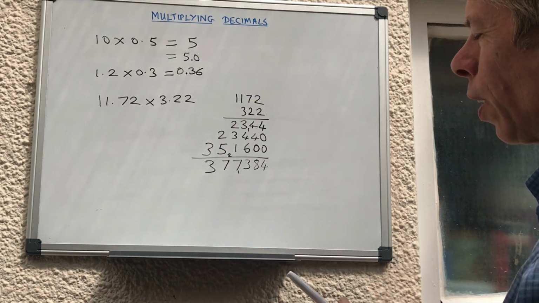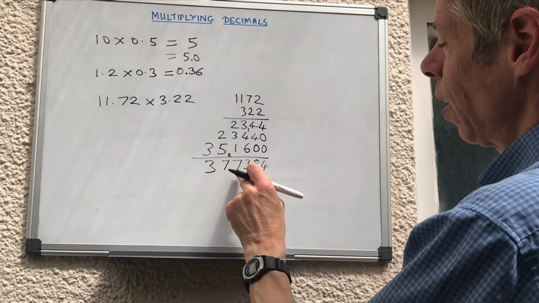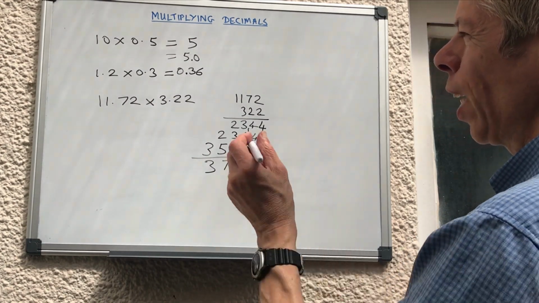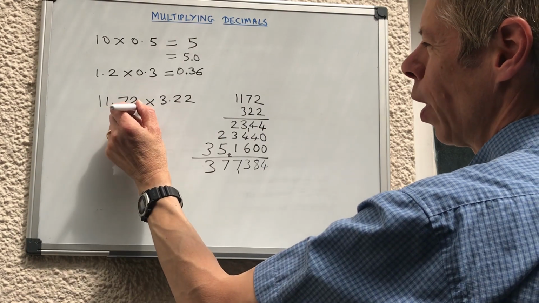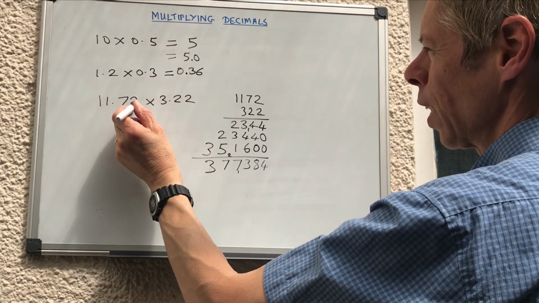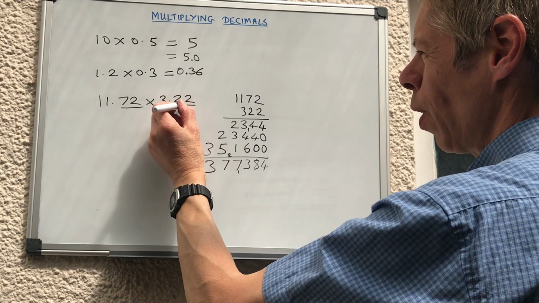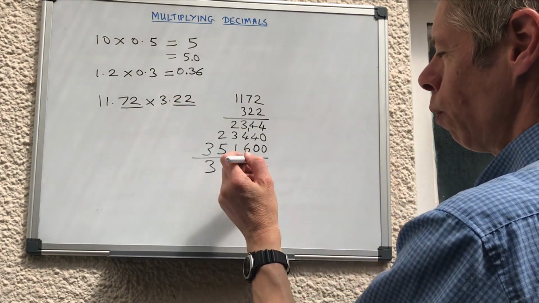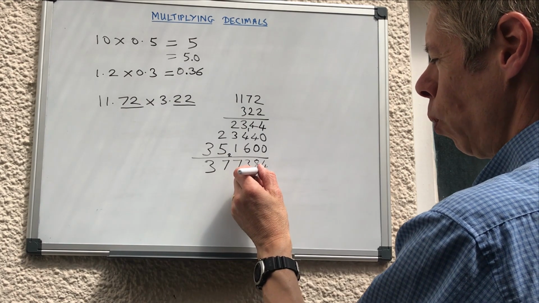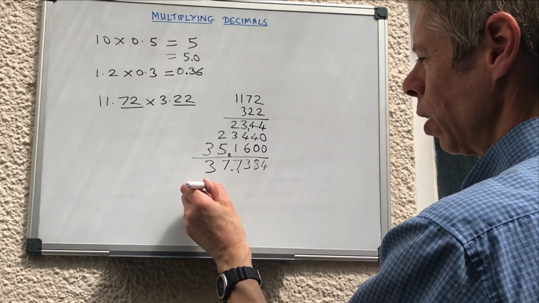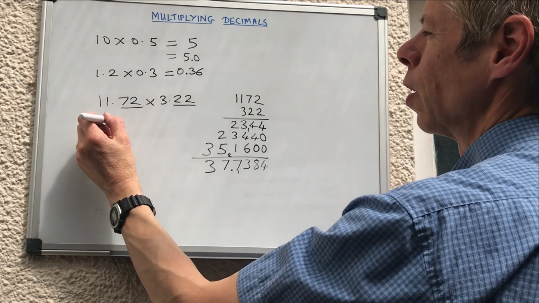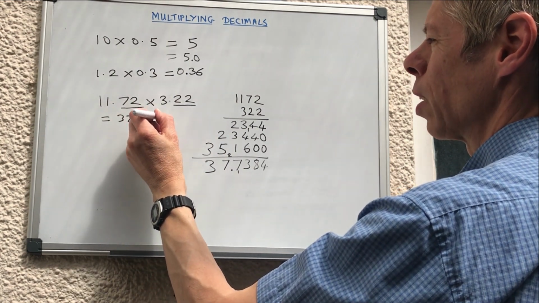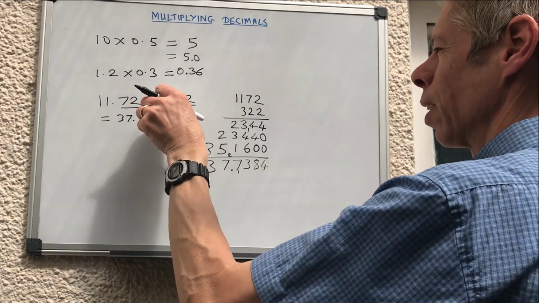So we've ended up with 377,384. But we'd actually multiplied that by 100 to get rid of those decimal places. We'd also multiplied that by 100. So we've got to take into account 4 decimal places. So 1, 2, 3, 4. So the answer is 37.738. That's a funny 8, isn't it?